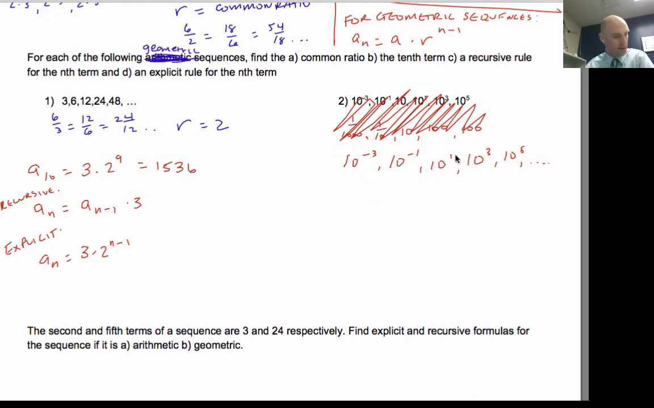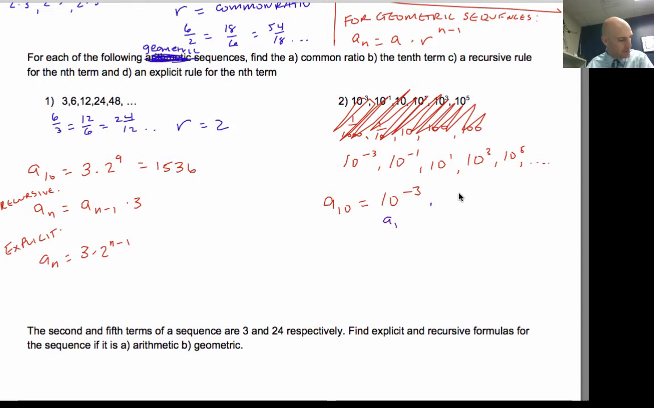This one, however, is real because it steps down by 2 every time, or steps up by 2 every time, depending on how you look at the number of zeros, okay? And so what are we talking about here? A sub 10 is actually going to be equal to 10 to the negative third. That's my first term, so that's A sub 1.